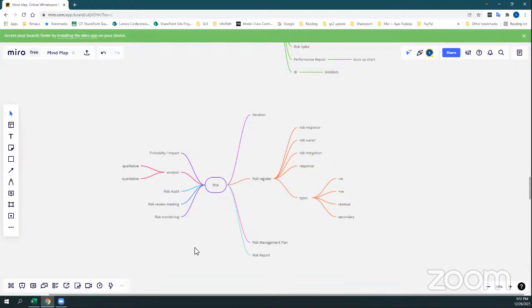Then we have risk audit, risk review meetings, risk monitoring, risk management plan, and risk report, and some types of risk: negative risk, positive risk, residual risk, and secondary risk. Risk is equal to probability multiplied by impact. Probability and impact can be high, medium, or low. Then we can monitor the risk with techniques like influence diagram, tornado diagram, and Monte Carlo analysis to analyze the risk. Responses can be negative or positive, and there is also the contingency plan, fallback plan, and risk audit and review. Can you please move down to quality?